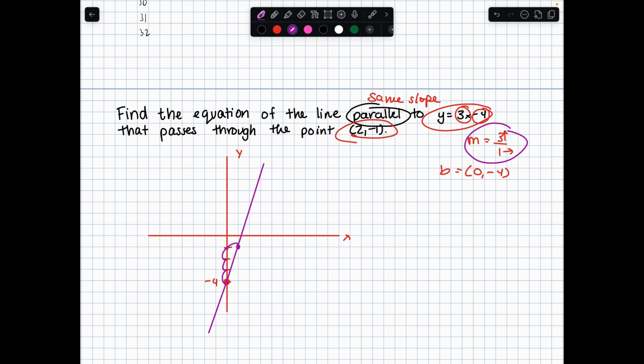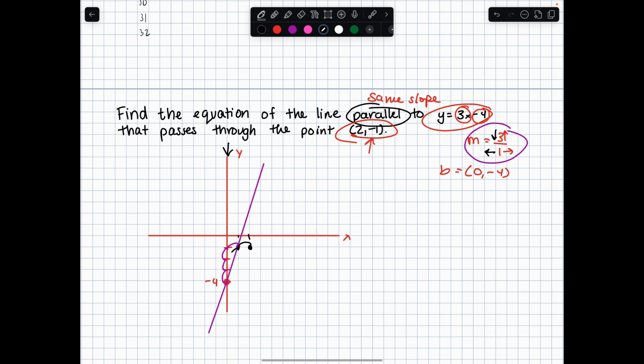It doesn't have to be perfect. Your line doesn't have to be perfect because we already know what the slope is. So now we have to go to the point (2, -1), 1, 2, right here. And since we know the slope is positive 3 over 1, we want to get to the y-axis. And to do that, we're just going to go backwards. We're going to go left. Instead of right 1, we're going to go left 1 and then down 3.